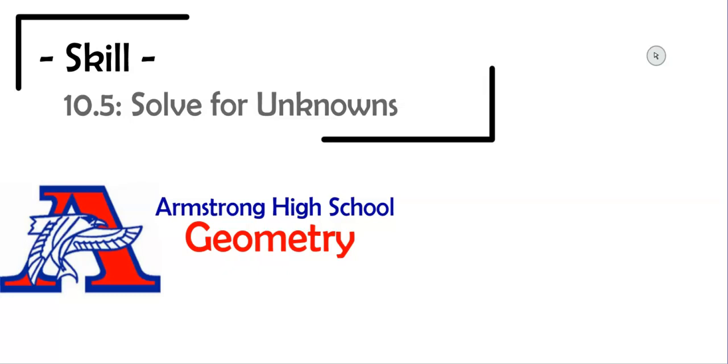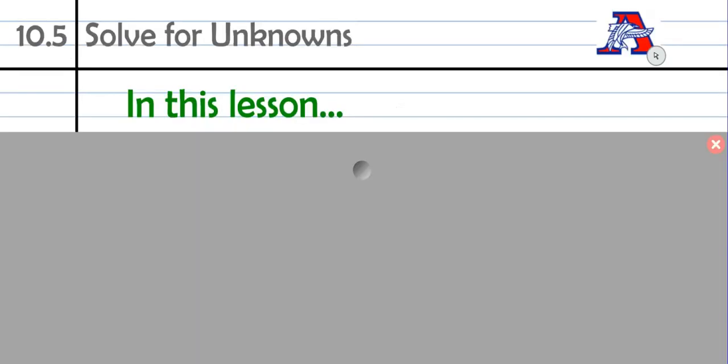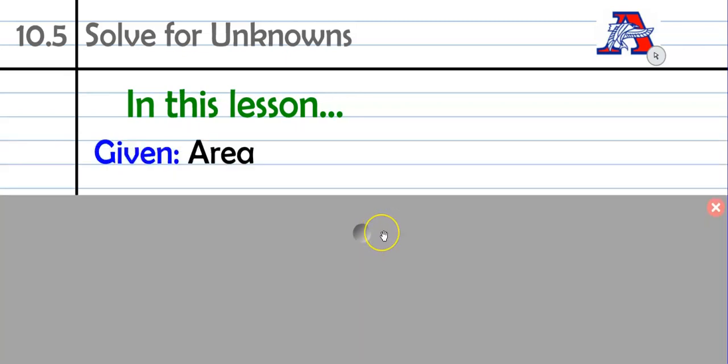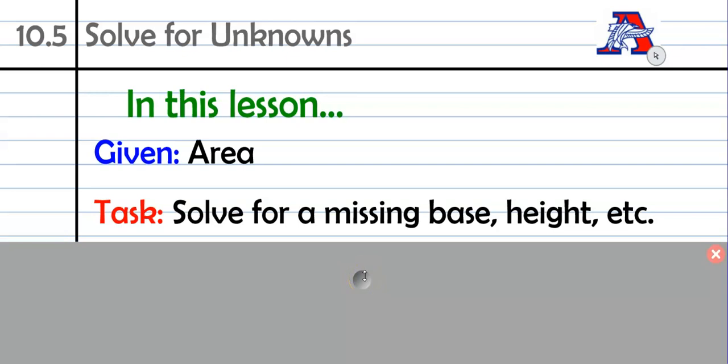Hey guys, this is the last skill of Unit 10. This is 10.5, and in this lesson we're going to be working backwards and solving for some unknowns. In this lesson, we are going to be given the area, which is different from all the other ones, where our goal was to find the area. So this time we're given the area. Our task is to solve for a missing base, a missing height, etc.